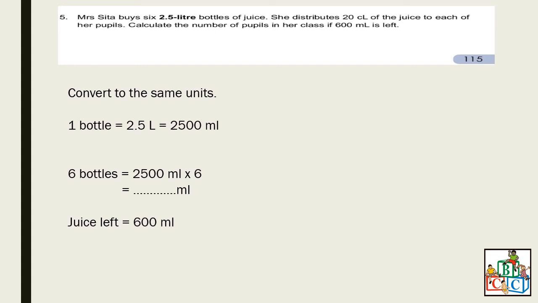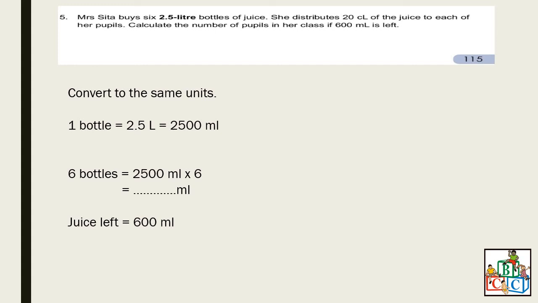So here what you have to do for this question. First you're going to convert all to the same units. I have taken milliliters. I have converted all to milliliters. So Mrs. Sita has bought 2.5 liters, so she has bought 2500 ml of juice, 6 bottles. So you're going to calculate for 6 bottles is equal to how much. Then the number of pupils you have to calculate. Now the juice which is left is 600 ml.